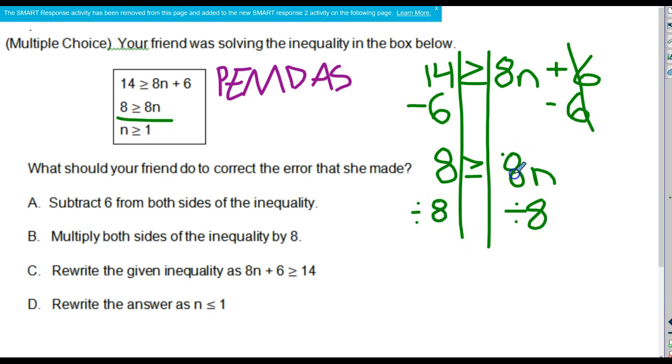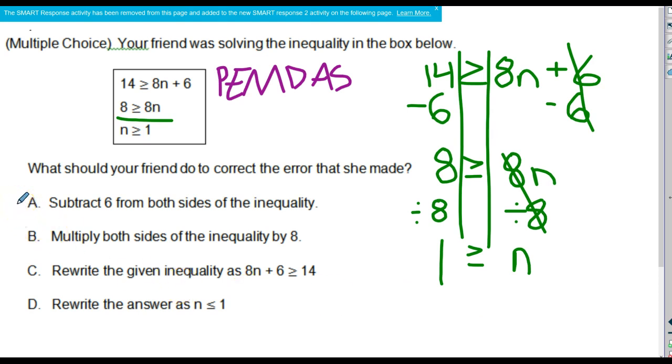So 8 divided by 8 leaves me at just 1, or 1n. And then over here, I have my same sign, same direction, 8 divided by 8. That leaves me with just 1 here. So I have 1 is greater than or equal to n. Over here, they have n is greater than or equal to 1. So it appears, just looking at it, I can see the error is that they flip-flopped these, and they shouldn't have. All right, so let's look at my options.